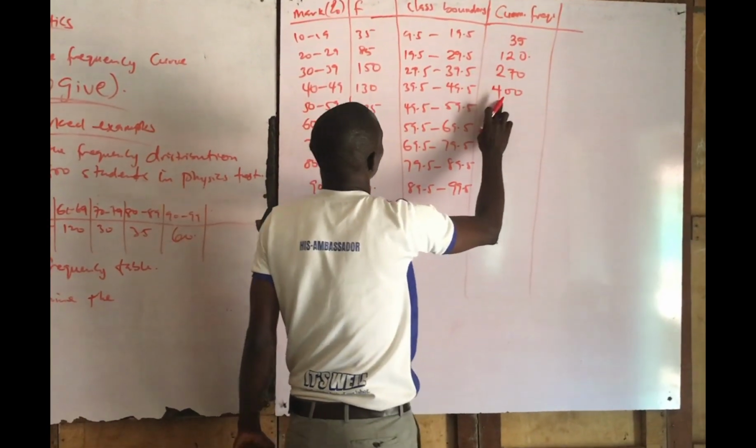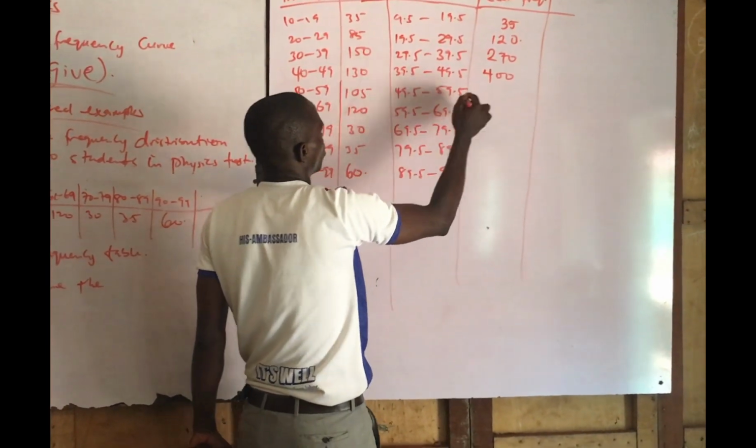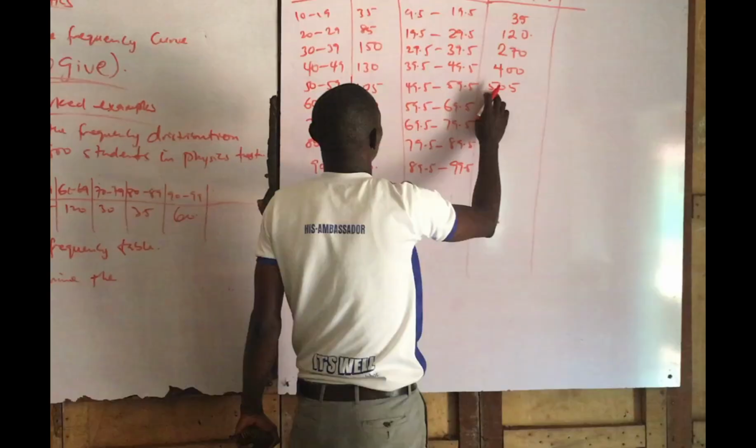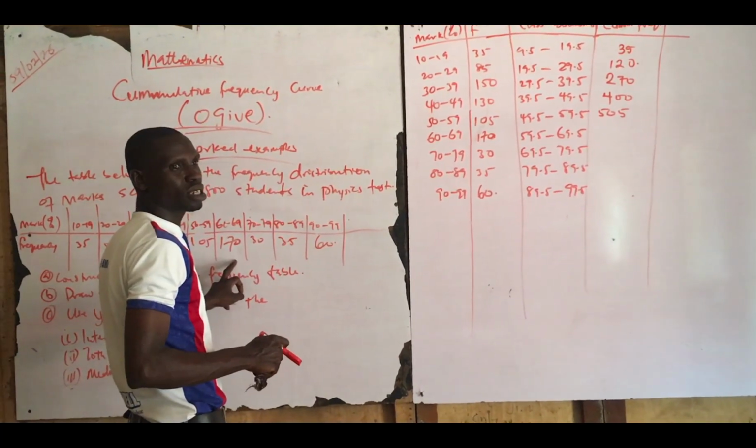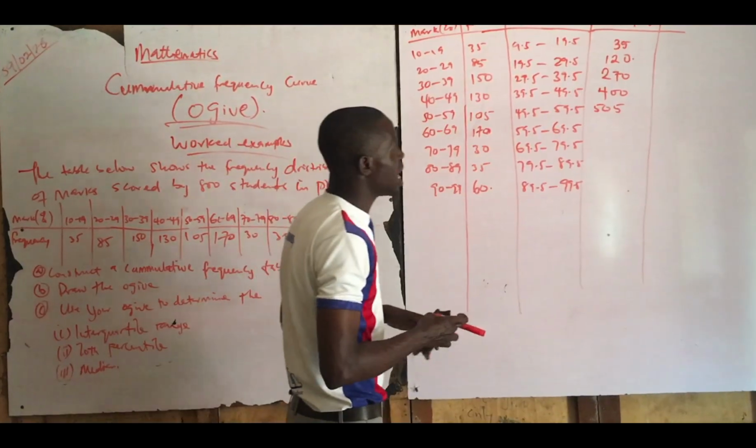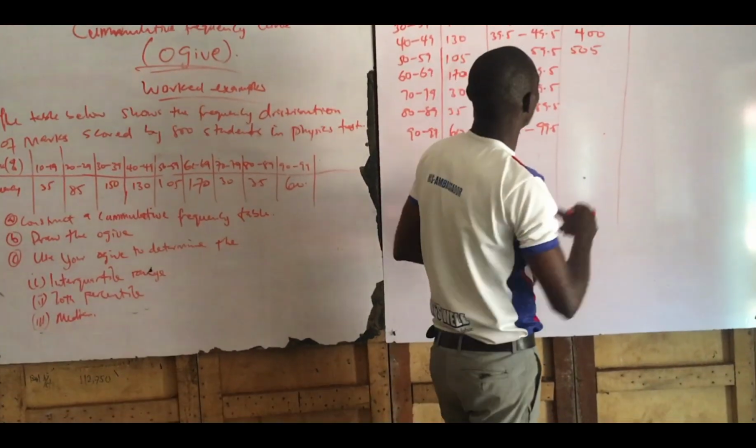400 plus 105, 505. 170 is not 120, it's 170. 60 to 69 is 170. So let's quickly add again and see.